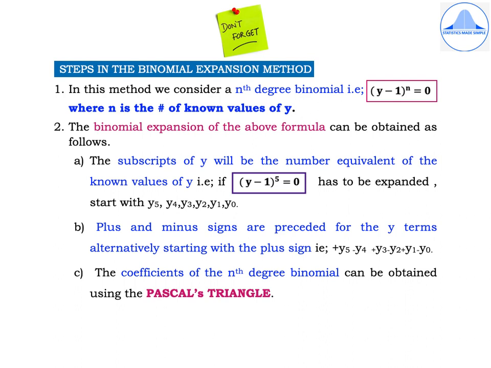Subdivision A, the subscripts of y will be the number equivalent of the known values of y. For example, if we have (y minus 1) to the power 5 equal to 0, what is 5? 5 will be the number of known values of y which can be obtained from the problem.